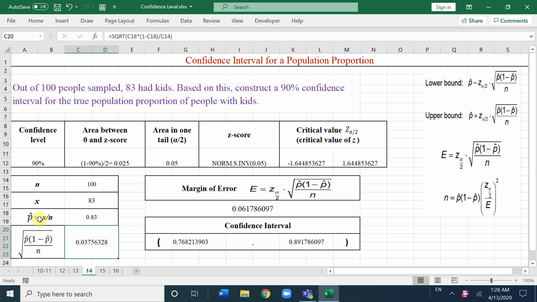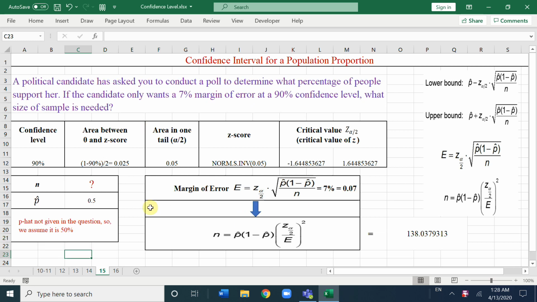We know p hat is x over n. So 83 divided by 100. Next question. 90% confidence level, then we get the critical value. And because this question doesn't give p hat, we use 50%, 0.5, then you are able to do the question. So the error is given as 7%, 0.07. Then based on this formula, you can get n. So we get this answer.